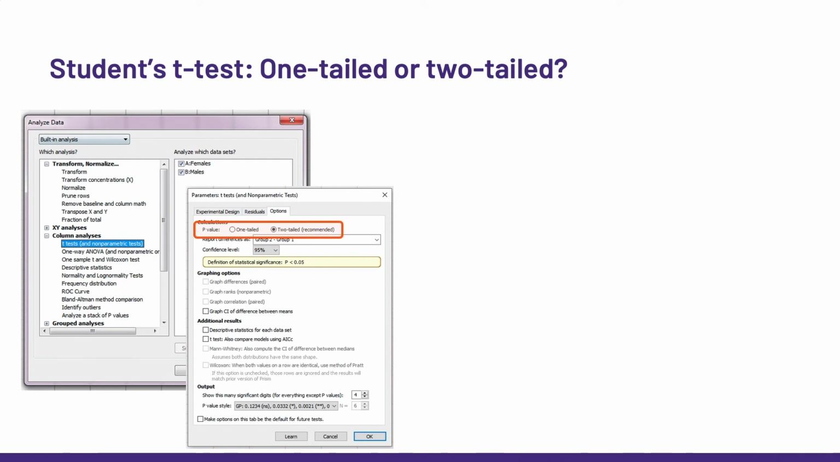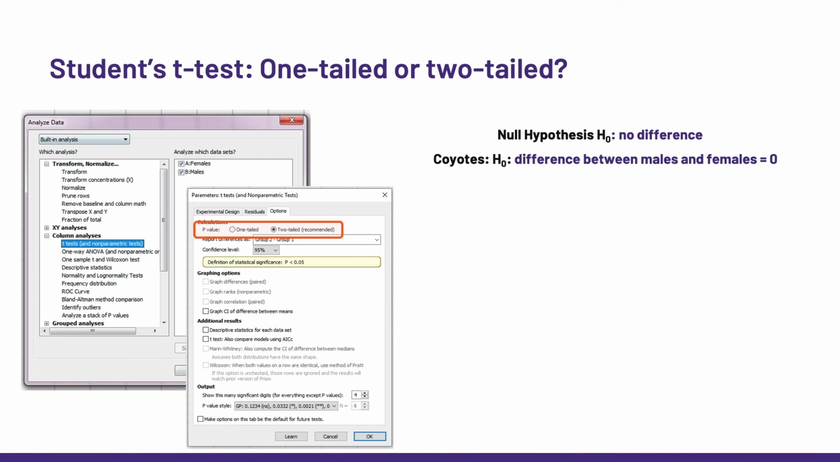T-tests are either 2-tailed, the default, or 1-tailed. Before we talk about tails, let's remember that in stats, the null hypothesis is that there is no difference. And statistical tests are here to tell us if we can reject that null hypothesis or not. So, for our coyotes, the null hypothesis would be no difference between males and females. Now, the tails in question are the ones of the distribution of the differences. And since we are under the null hypothesis that there is no difference, the distribution centers on 0.